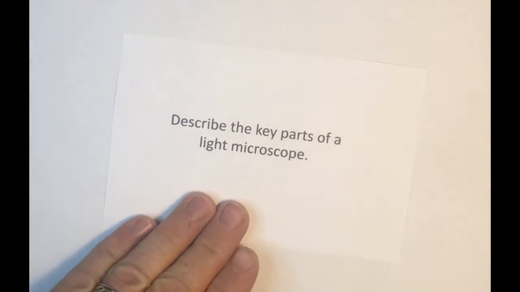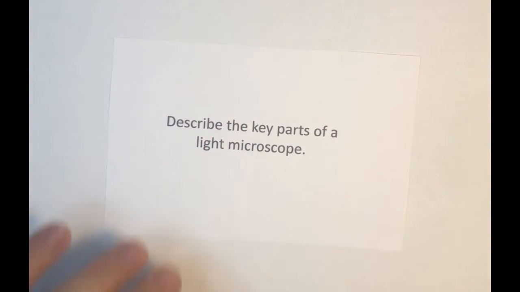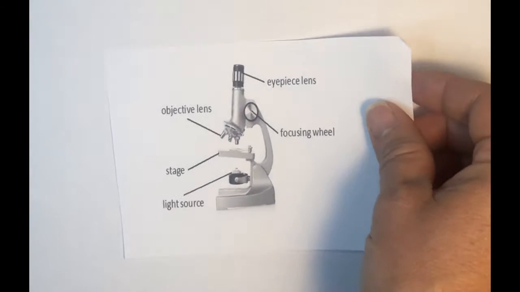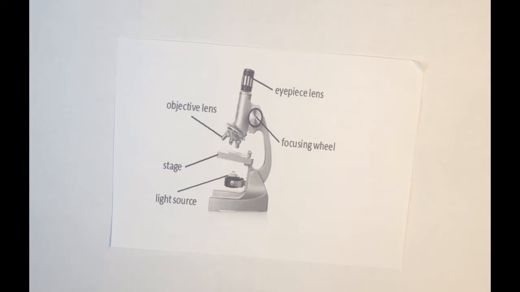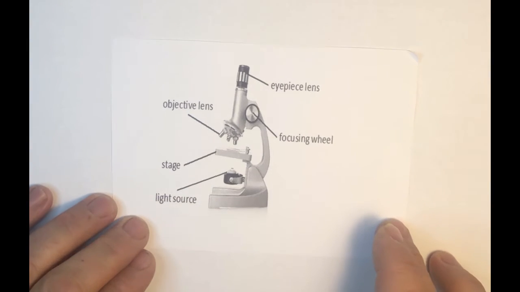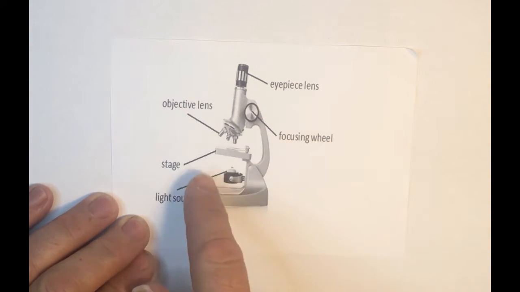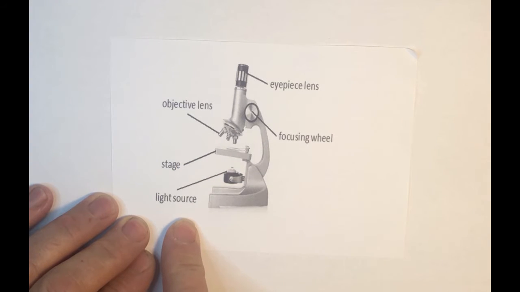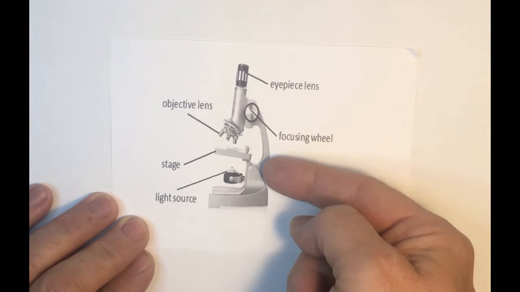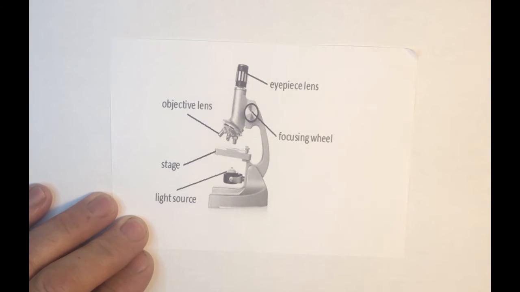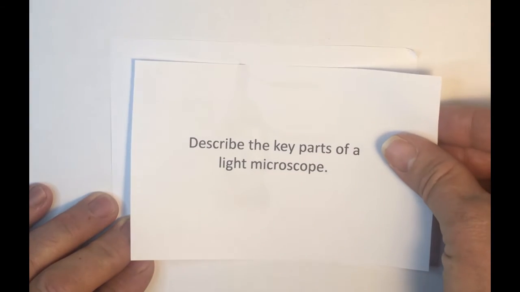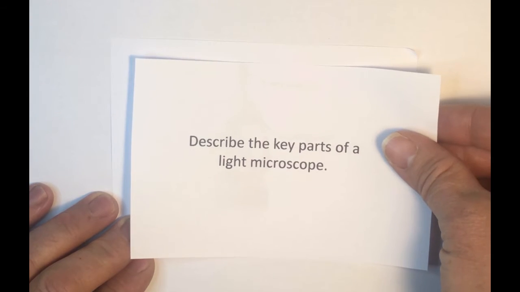So, describe the key parts of a light microscope. This is a typical picture of a light microscope that you would find in your normal classroom. The different parts: you've got the eyepiece lens, the focusing wheel, the objective lens, the stage and the light source. There are a number of other parts that could be talked about, like this here, which is the handle.